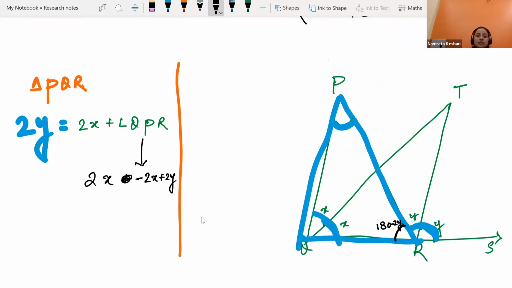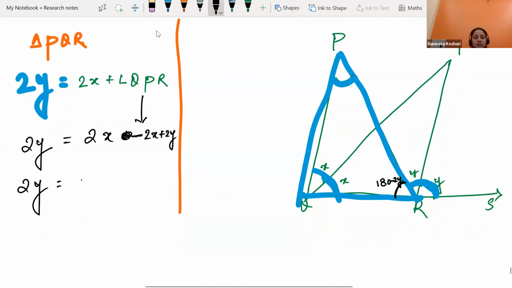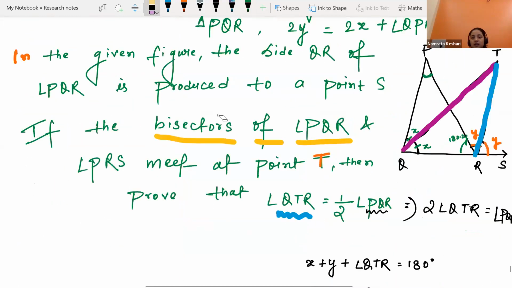Okay, there was a plus sign, so directly I am writing the signs. So 2y is 2x minus, just a second. What we did, it is coming 2y is equal to 2y. Of course, it will come like that. But we need angle PQR.